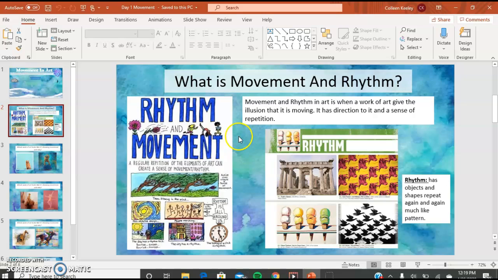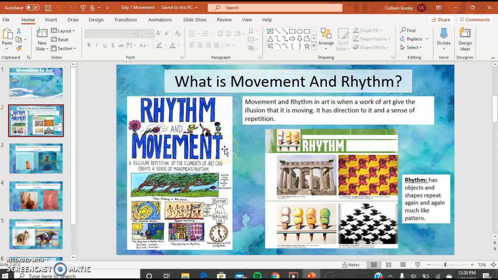And it goes hand in hand with rhythm. You guys might have heard that word rhythm before in music, and rhythm is a fancy word for keeping a repetition, or repeating something and keeping a beat. Well, repetition or rhythm you can use in art also to keep the pattern of something going. And it works with movement because with movement you want to keep something going and give it a direction.